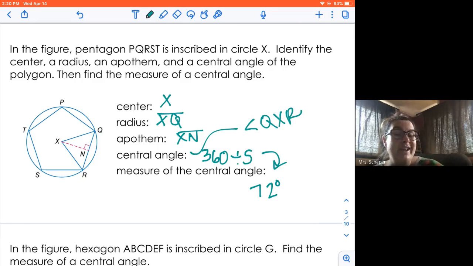So we're relying heavily on skills that we've already worked with. The apothem is new, so that's one we want to pay attention to. But in terms of central angles and measures of central angles, those are skills we've worked through. They just get to come back.